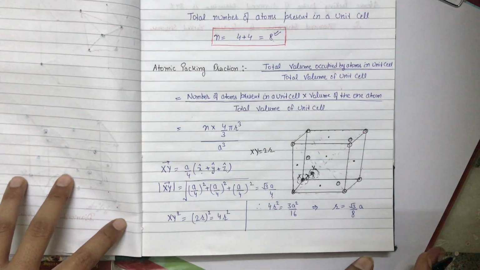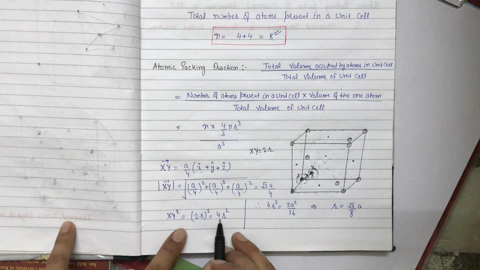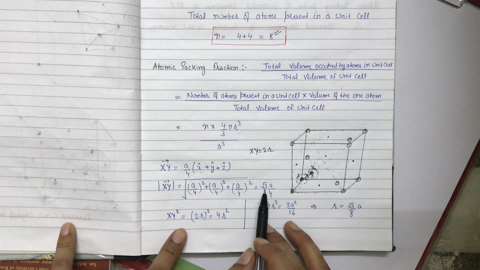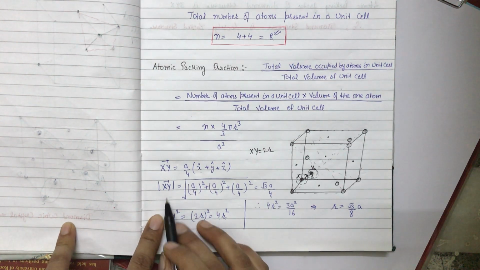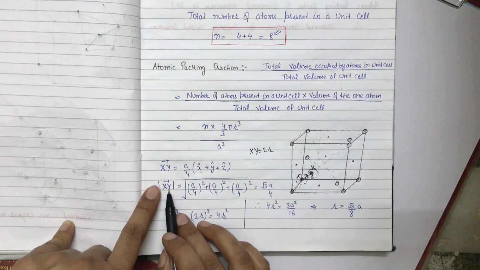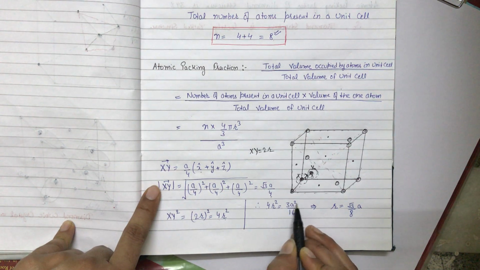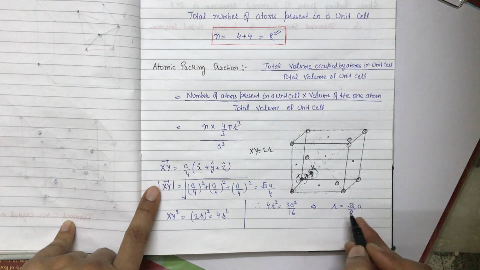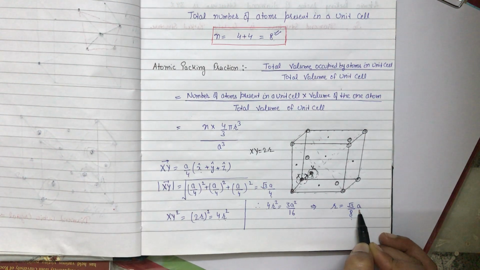So if we equate both of these, then XY squared is equal to 4r squared. This 4r squared is equal to the square of this magnitude, XY squared, and the magnitude squared will give 4r squared is equal to 3A squared over 16. So from here r is equal to under root 3 A by 8, where A is the lattice parameter.